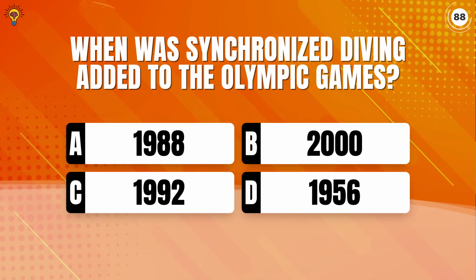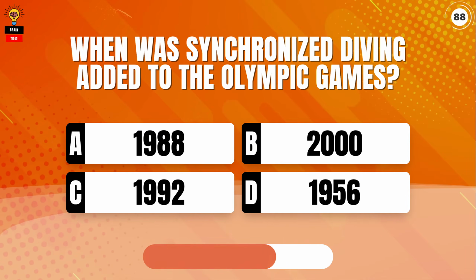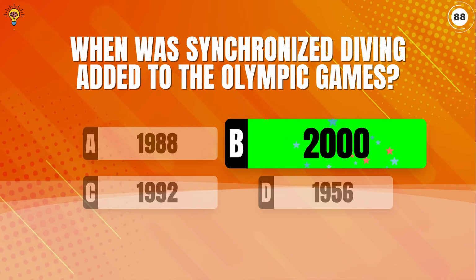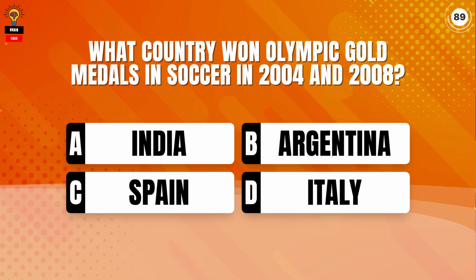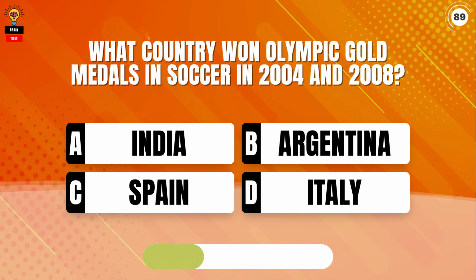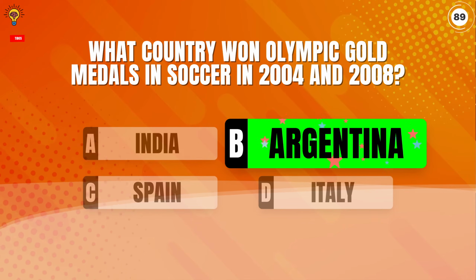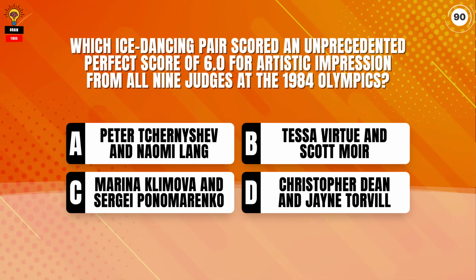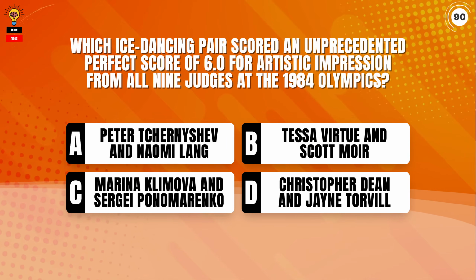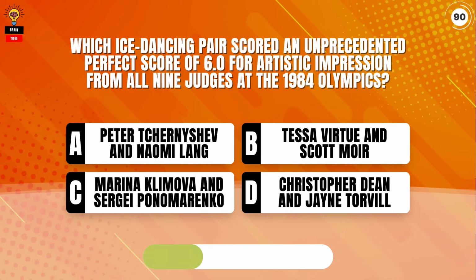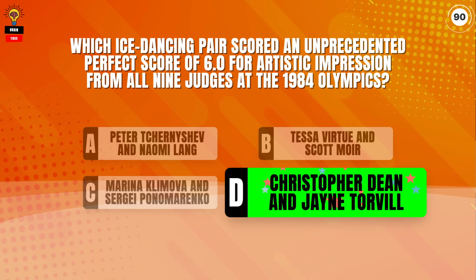When was synchronized diving added to the Olympic Games? 2000. What country won Olympic gold medals in soccer in 2004 and 2008? Argentina. Which ice dancing pair scored an unprecedented perfect score of 6 for artistic impression from all 9 judges at the 1984 Olympics? Christopher Dean and Jayne Torvill.